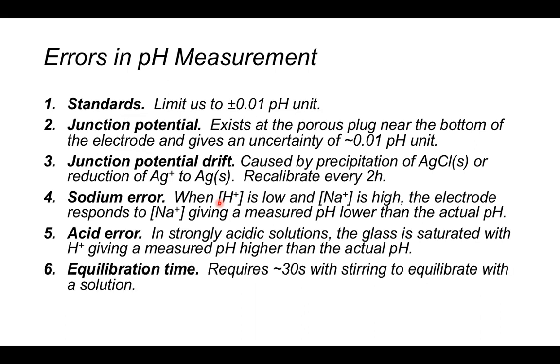Then equilibration time. This requires around 30 seconds with stirring to equilibrate a solution. This is an important thing to do whenever we're doing our measurement. We can't just put the pH meter into something and 5 seconds later get the measurement. If it's a solution, and usually it is, the stirring needs to be continuous, and we need to let it equilibrate for at least 30 seconds. Sometimes a little bit longer is necessary.